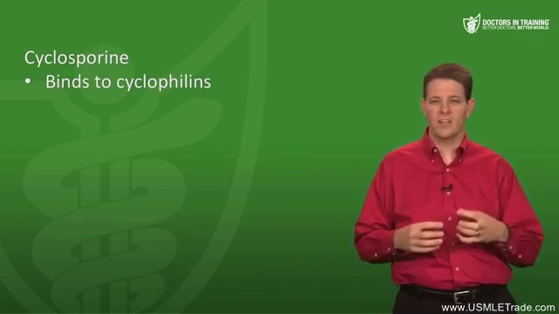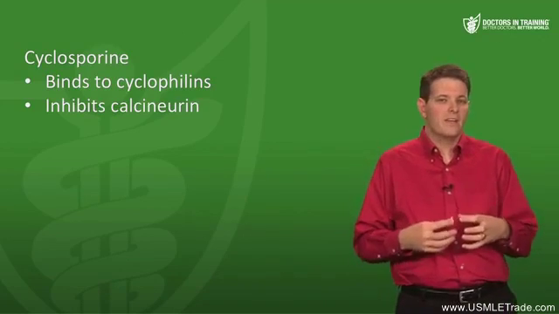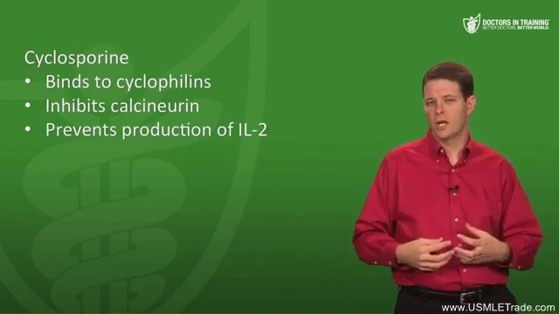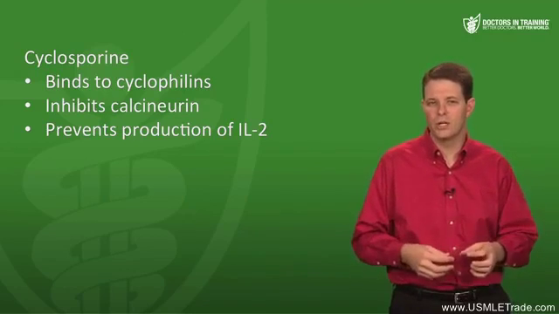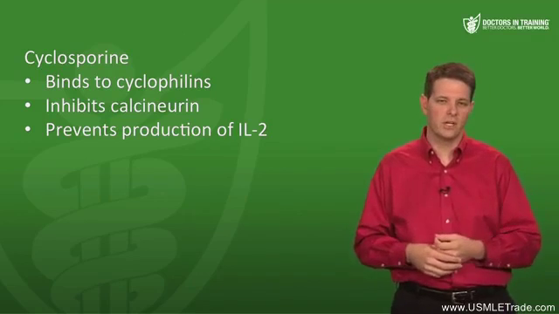And then the cyclosporin-cyclophilin complex inhibits calcineurin. And since calcineurin activates the transcription of IL-2, this inhibition of calcineurin prevents the production of IL-2. So cyclosporin is ultimately inhibiting IL-2 production by way of calcineurin, and this disrupts T cell differentiation and activation.